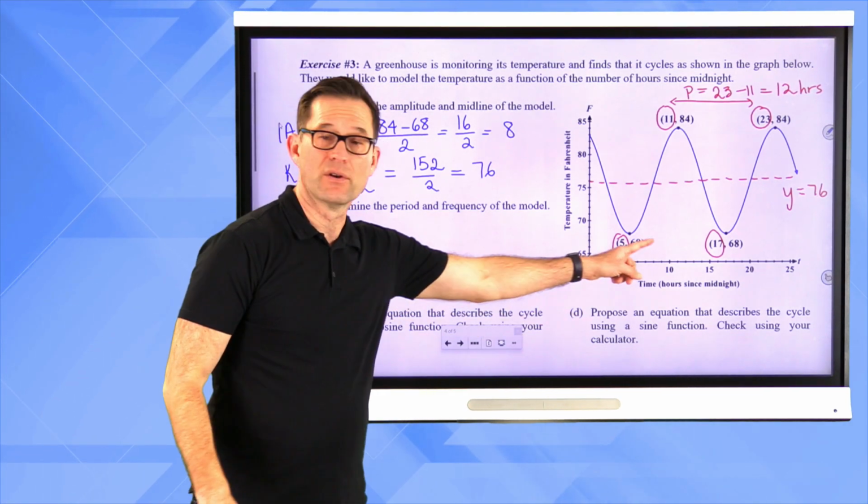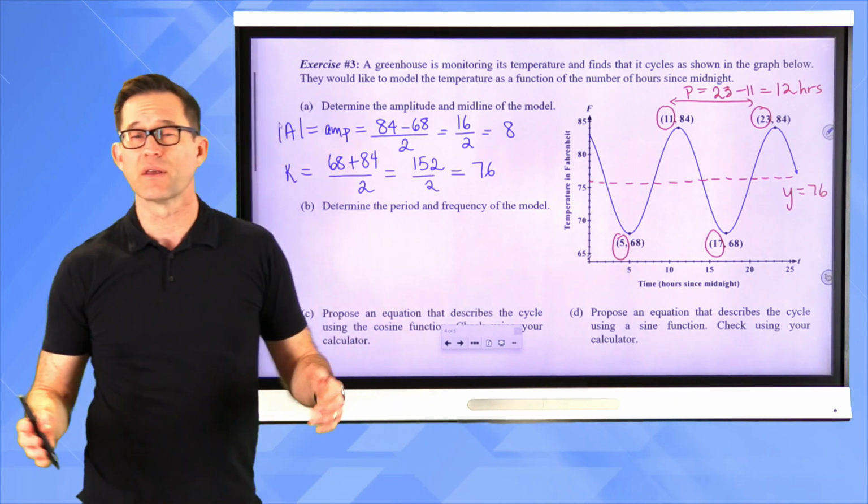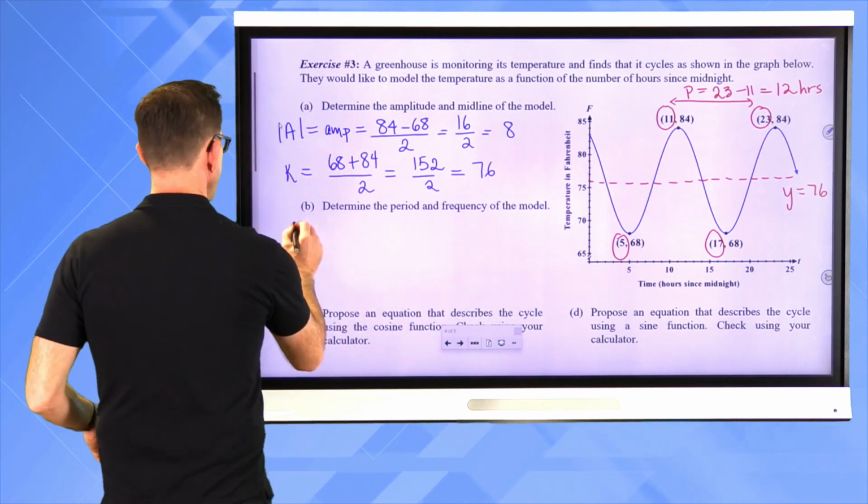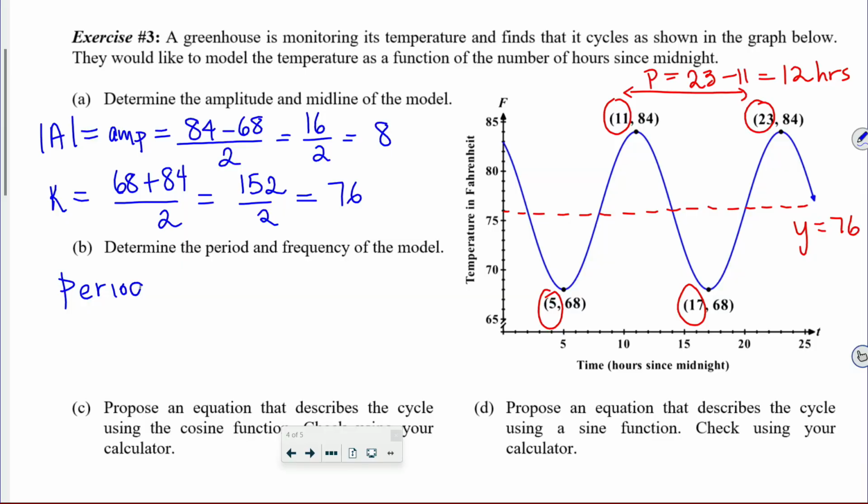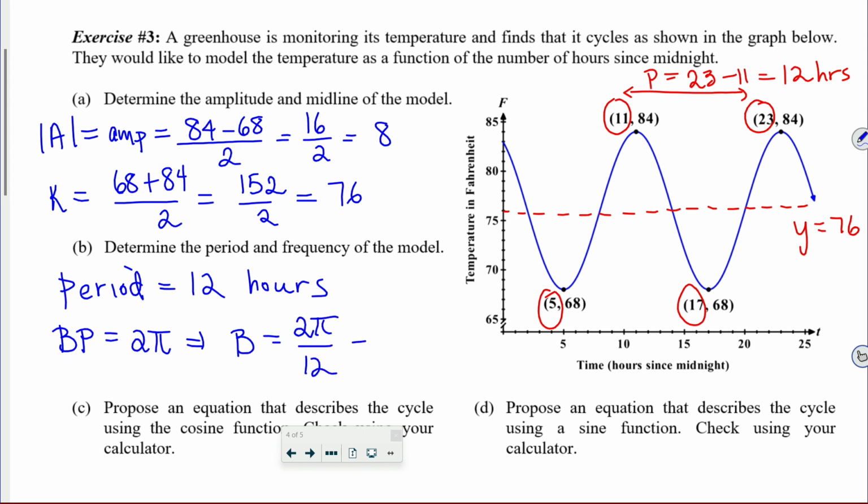As well, of course, you could do the 17 minus 5, which also gives you 12. So the period is equal to 12 hours. So now we know that b times p is equal to 2 pi. That means that my frequency is going to be 2 pi divided by 12, or pi divided by 6.